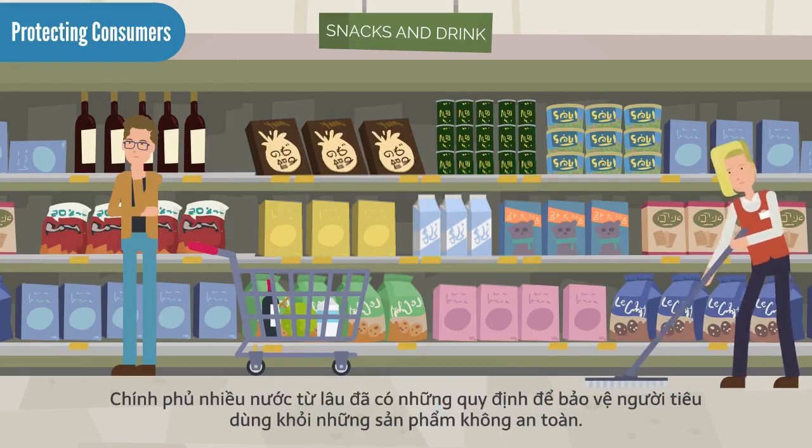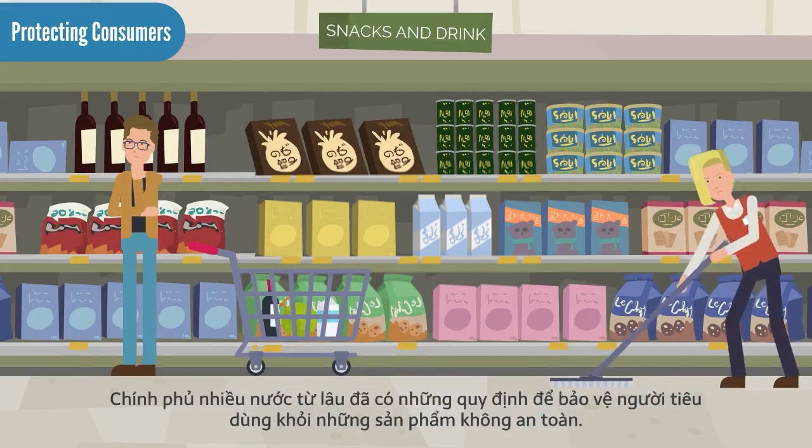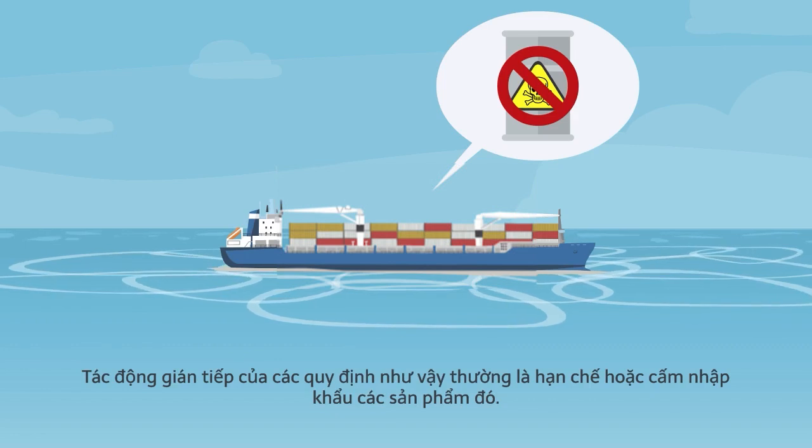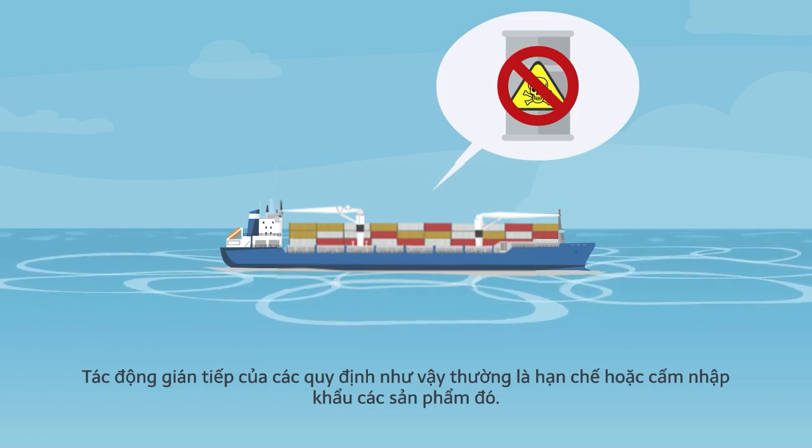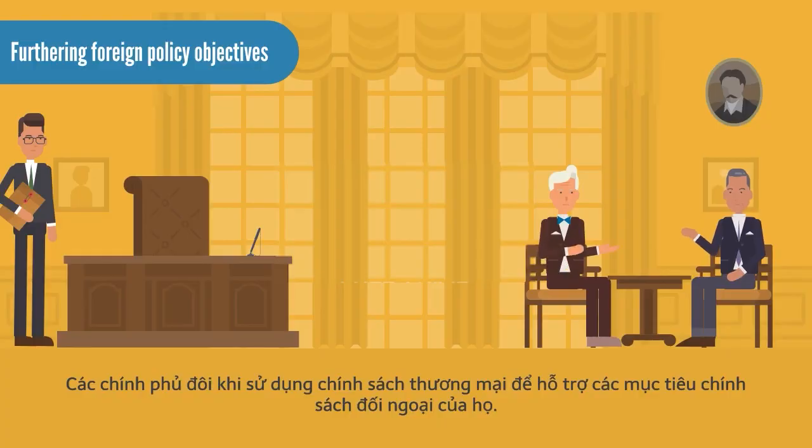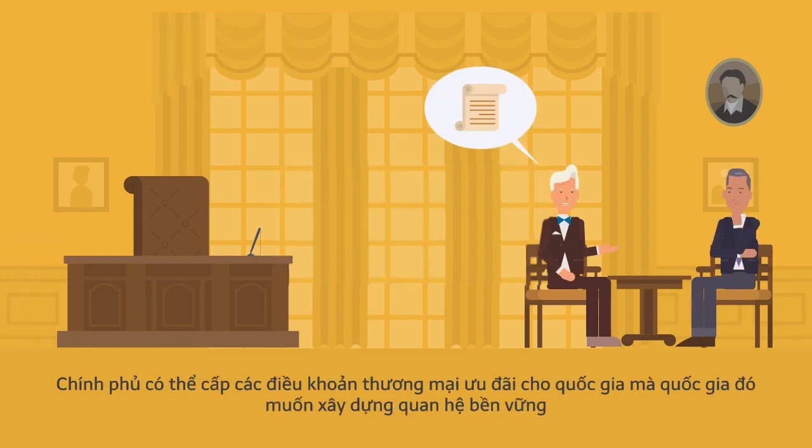Protecting consumers. Many governments have long had regulation to protect consumers from unsafe products. The indirect effects of such regulation often is to limit or ban the importation of such products, furthering foreign policy objectives. Governments sometimes use trade policy to support their foreign policy objectives. A government may grant preferential trade terms with a country to which it wants to build strong relations.